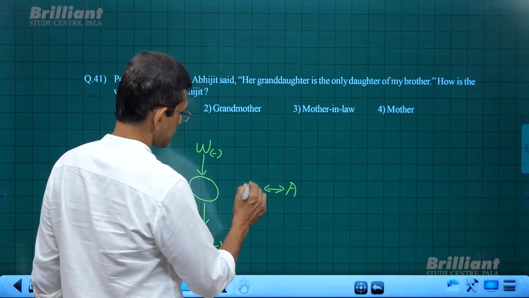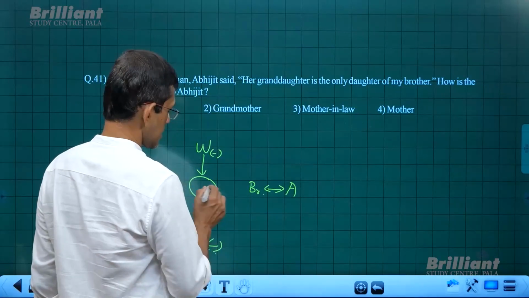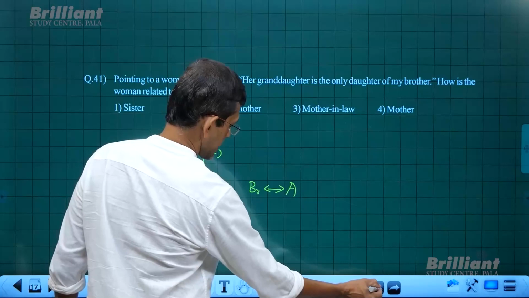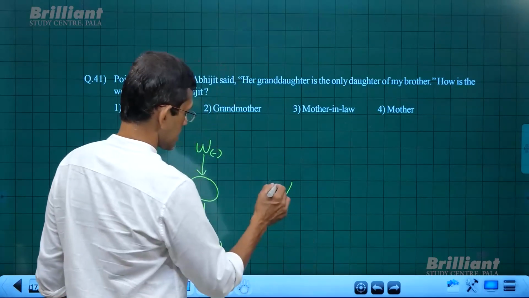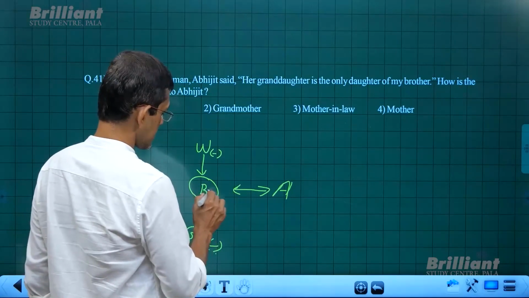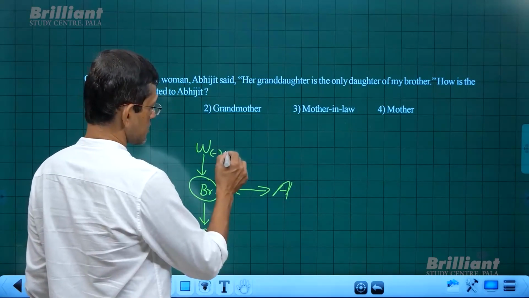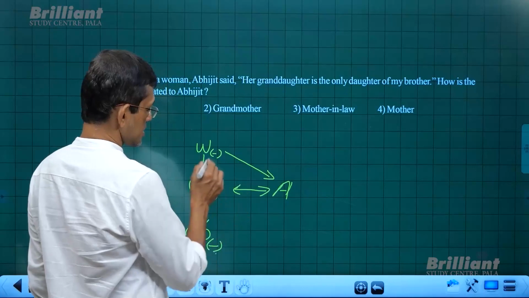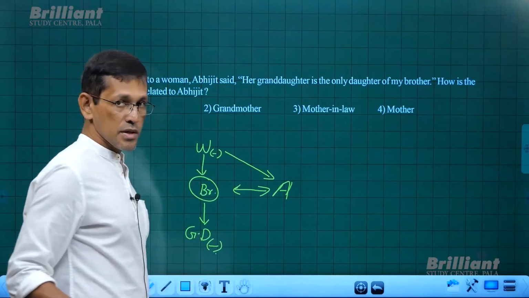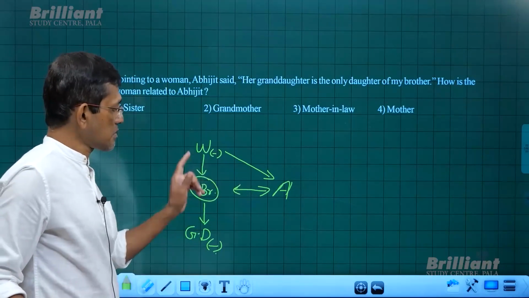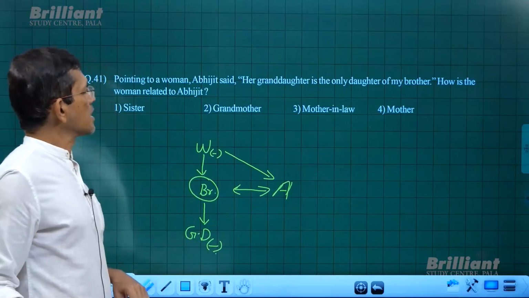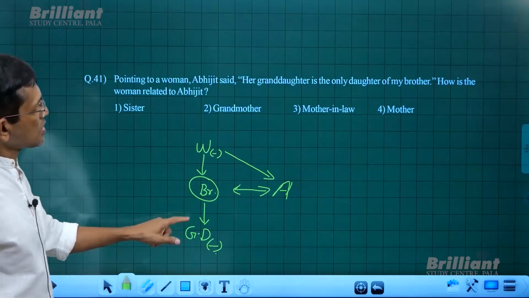Abhijit has a brother. So we mark it in such a way that this is Abhijit and this is the brother of Abhijit. Since this woman is the mother of Abhijit's brother, that woman would be the mother of Abhijit as well. So Abhijit and the brother are siblings, and this is the mother. So her granddaughter is the only daughter of my brother.